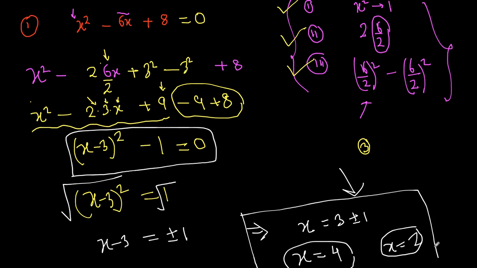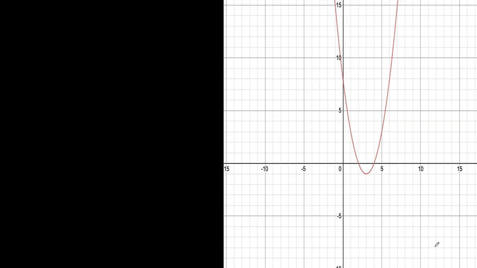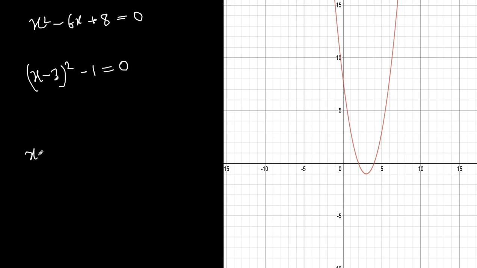Now I will talk about what the importance of this is. The question was x square minus 6x plus 8, and after completing the square, we got (x minus 3) whole square minus 1. Let's put them in the form of a quadratic equation, not an expression, and we got the roots as x is equal to 4 and x is equal to 2.